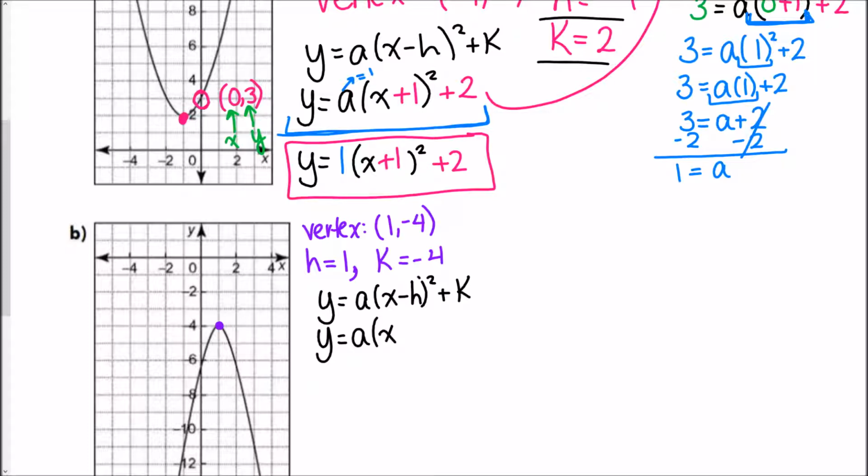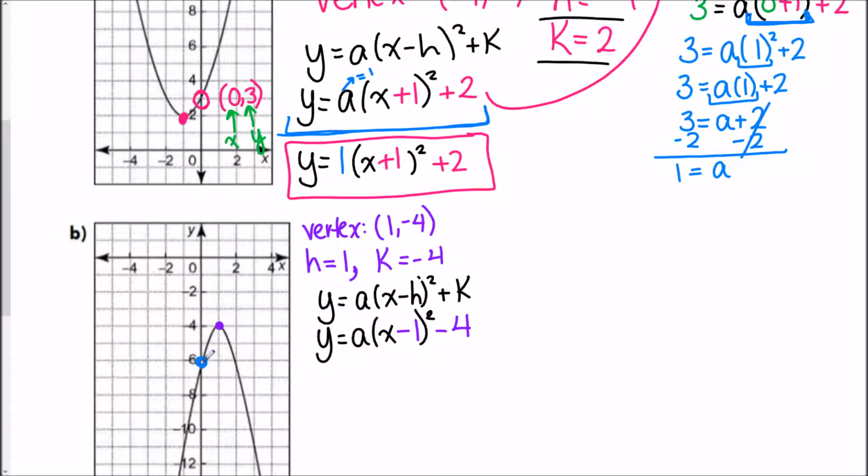Now when I plug in my number, this is going to say minus 1 squared, and then k is negative 4, so here I'm going to write minus 4. Okay, now I'm going to choose any point I want on my graph, and I'm going to plug it in to solve for a. So right here, the point that I'm going to choose is this one right here, just because it's nice and easy.